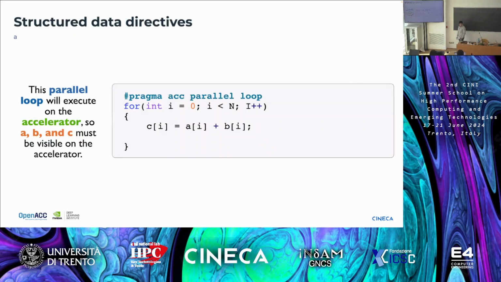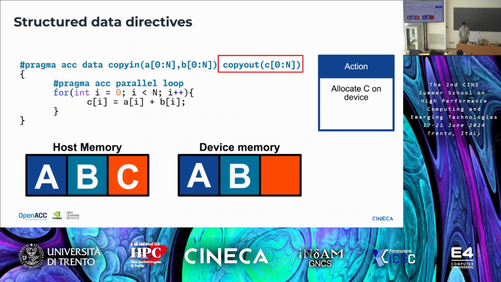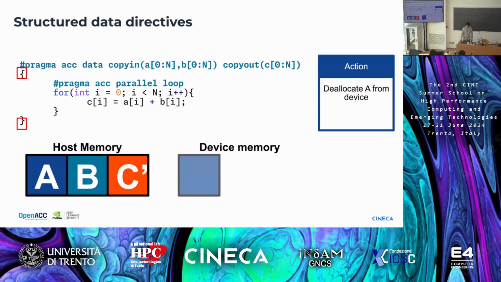So that's what I told you here. Everything looks very simple. All this code will do is just execute things on your GPU. A, B, C have to be visible on the device, and all you need to do is add copy in for what you're copying, A and B, and then you want to copy out only C. After this point, you're out of the parallel region, out of the data region. That means A and B will be deallocated, and C will also be deallocated from the device.